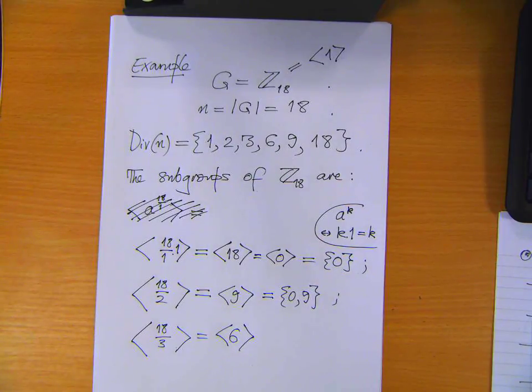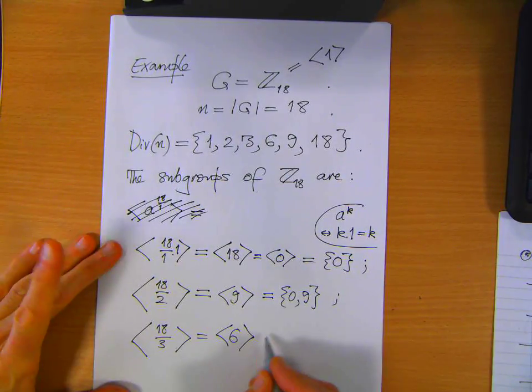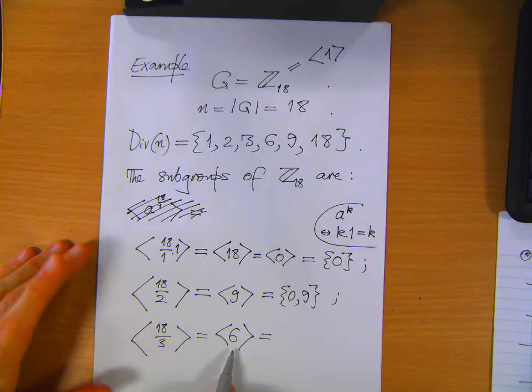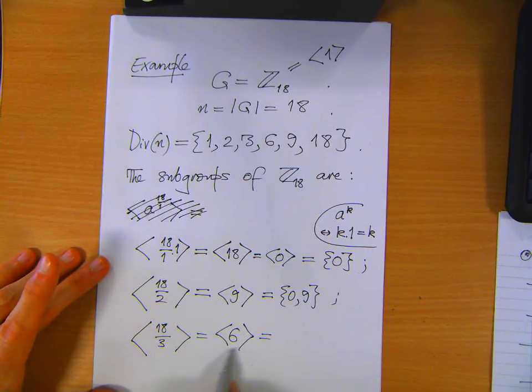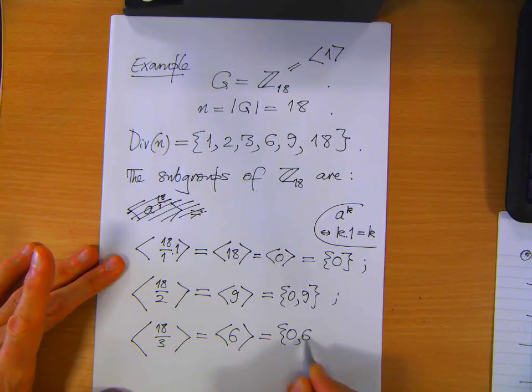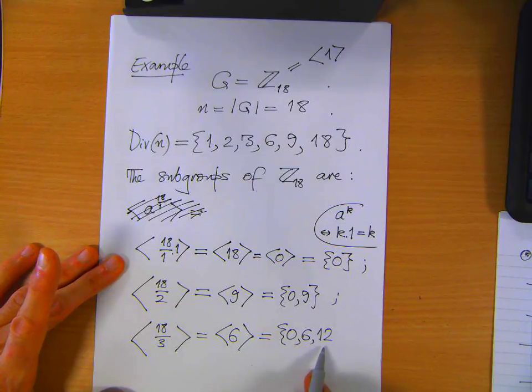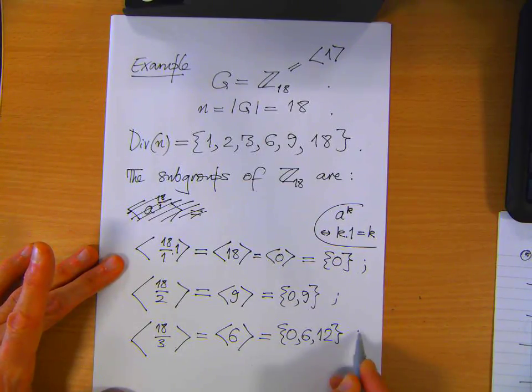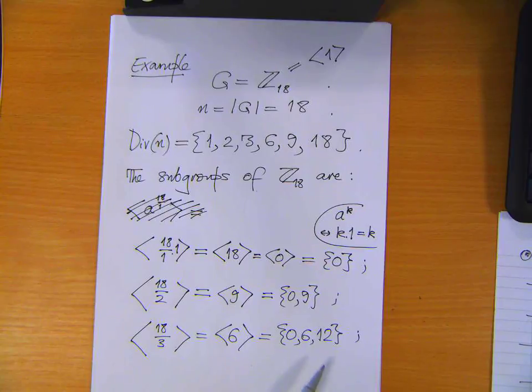So the generator is 6, and we're expecting 3 elements given by adding 6 to itself as many times as we need to. So we get 0, 6, 6 plus 6 is 12, but then if we add another 6 we get back to 0. So as expected, this has 3 elements because of the fact that we were taking the divisor 3. So this is a cyclic subgroup of order 3.